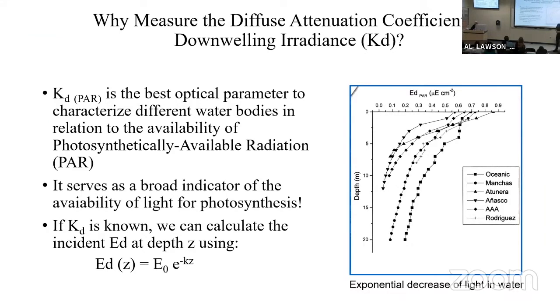So before we go any further, we must ask ourselves, why exactly do we measure the diffusive ventilation coefficient? Well, in actuality, it serves to be one of the best optical parameters to assess water quality conditions worldwide. Furthermore, it also serves as a broad indicator for the availability of photosynthesis, that which many aquatic organisms rely on. And if we already know KD, we can also calculate the incident downwelling irradiance, also denoted as ED, at depth Z using the following formula. And as you can see here, this graph represents the behavior of downwelling irradiance. The deeper we go, the lower the downwelling irradiance will be, showing an exponential decrease.